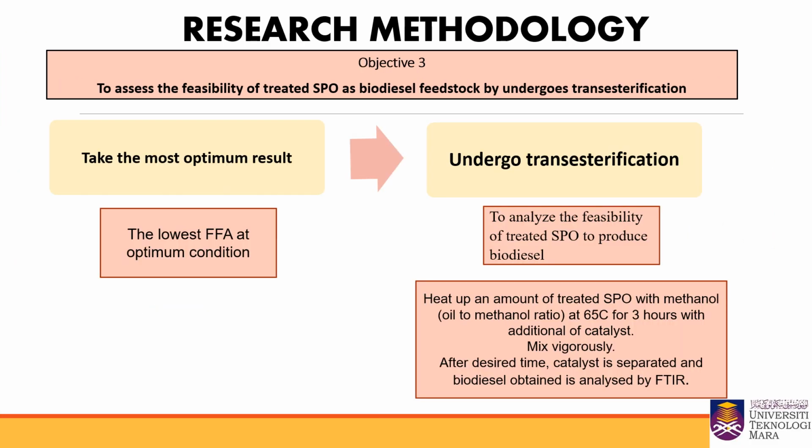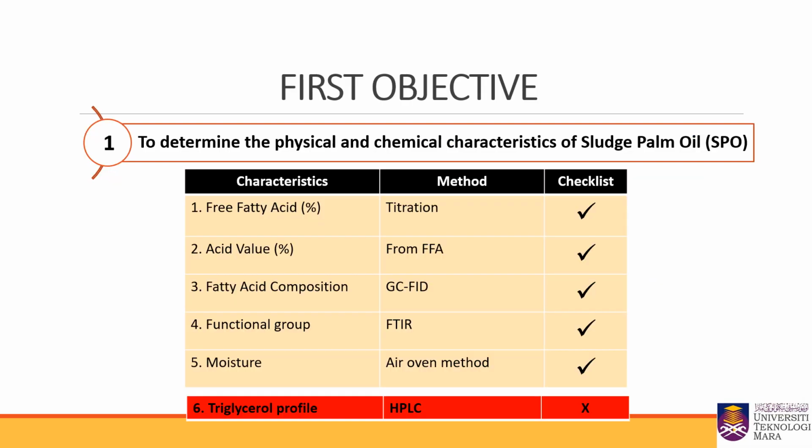So for the third one, we would take the optimal result, the lowest FFA at optimum condition, and then we would go for transesterification, for which we will utilize methanol. So okay, for the results of the first objective, which is to determine the physical characteristics, we have done all except for the triglyceride profile. The HPLC we still didn't manage to do because of constraints from the equipment.